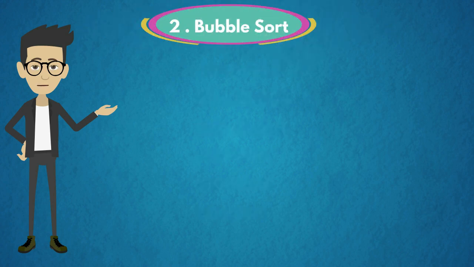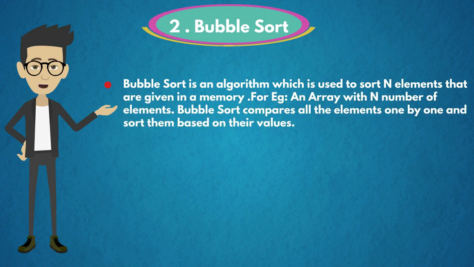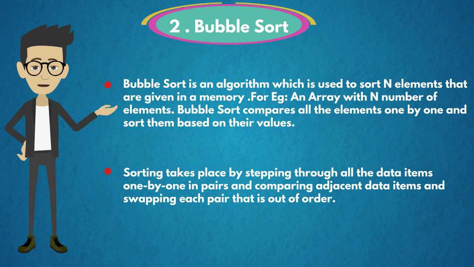Bubble sort. Bubble sort is an algorithm which is used to sort n elements that are given in a memory. For example, an array with n number of elements. Bubble sort compares all the elements one by one and sorts them based on their values. Sorting takes place by stepping through all the data items one by one in pairs, comparing adjacent data items and swapping each pair that is out of order.